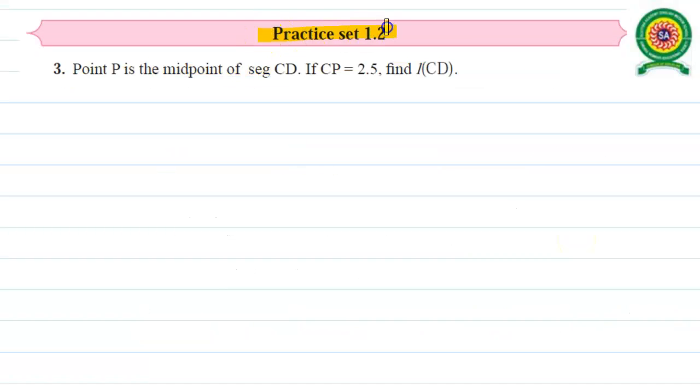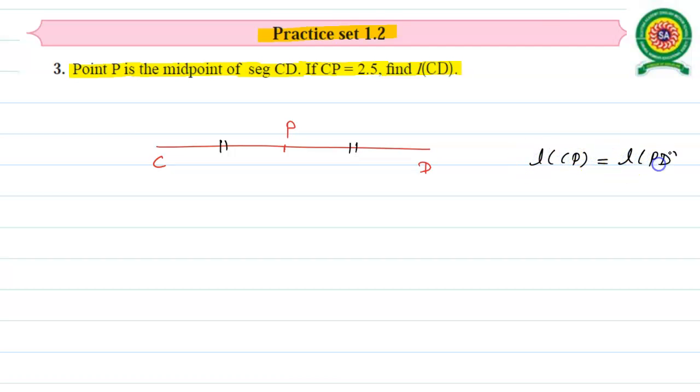Now look at question number 3 from practice set 1.2. Point P is the midpoint of segment CD. If CP equals 2.5, then find the length of CD. Now let us try to draw a segment CD. We have P as the midpoint of segment CD, so P is the central point of segment CD. That means once P is the midpoint, it converts the given segment into two equal parts, so the length of CP equals the length of PD. Now we are given the length of CP equals 2.5 units, and we have to evaluate the length of CD.